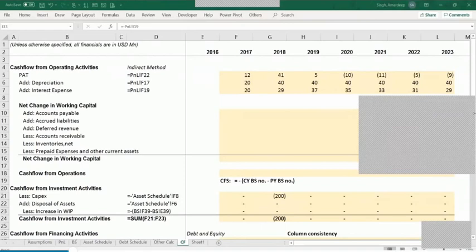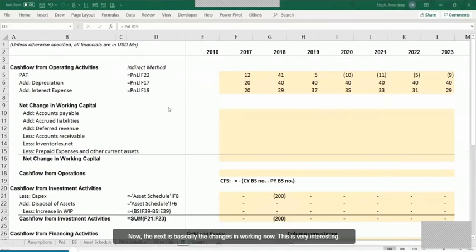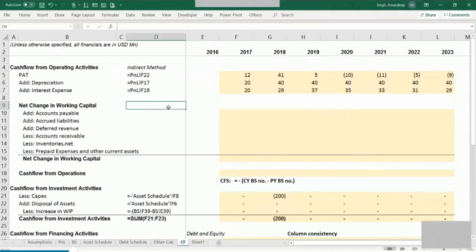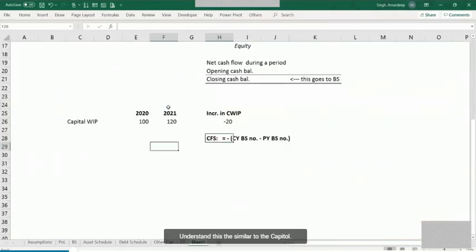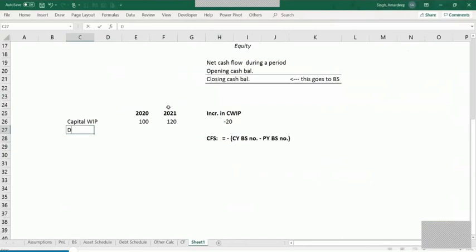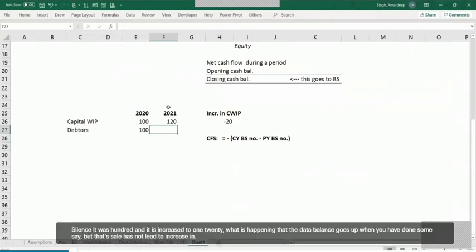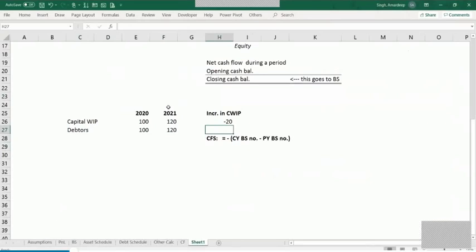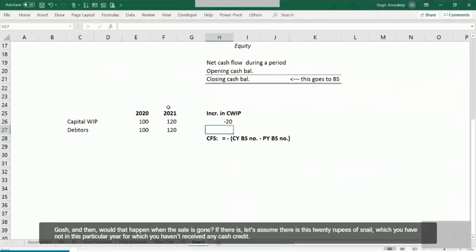Now, the next is basically the changes in working capital. Now, this is very interesting. Let's take an example to understand this part. So, similar to the capital work in progress, let us assume you have the debtors balance. Say it was 100 and it is increased to 120. What is happening? That the debtor balance goes up when you have done some sale, but that sale has not led to increase in cash. And when would that happen? When the sale is non-cash.